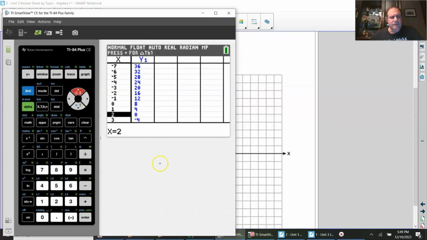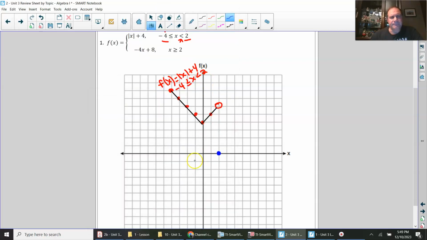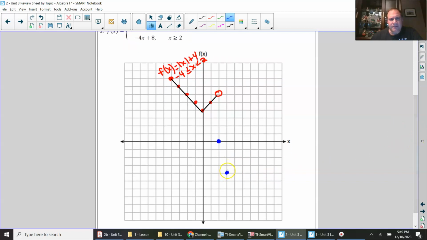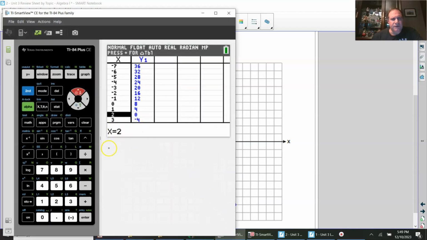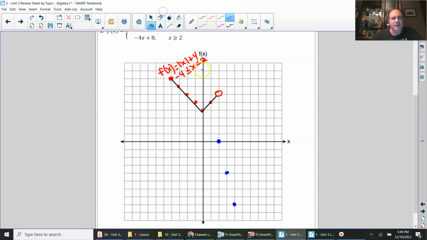So 2, 0, let me just check that out. 2, 0, 3, negative 4. 1, 2, 3, 4. And then 4, 1, 2, 3, 4. I just used the slope right there. So 3, negative 4, and then 4, negative 8. And then you can't go any further because it goes off the graph.